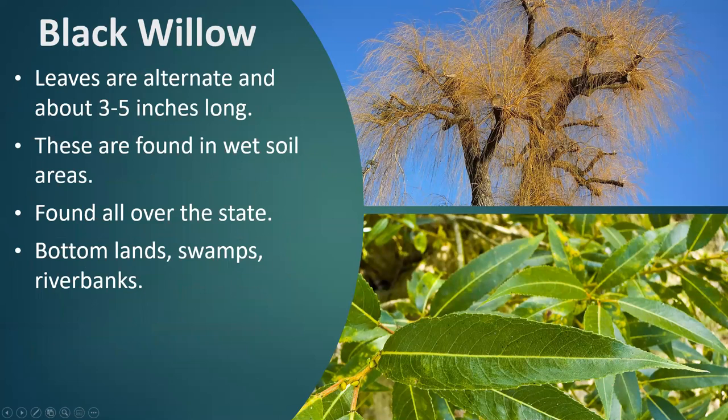Next up is black willow. The leaves are alternate and about 3 to 5 inches long. These are found in wet soil areas, found again all over the state, and found in bottomland swamps and riverbanks. These can provide super thick cover, especially when they're young and not that tall yet. And a lot of times they'll be lining the whole riverbank, especially when they're young and super thick, and do provide good bedding as well for deer and other wildlife.